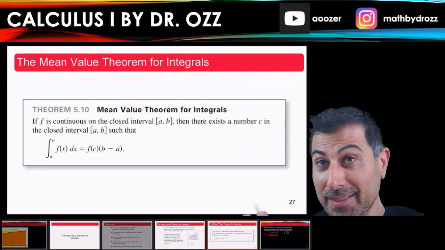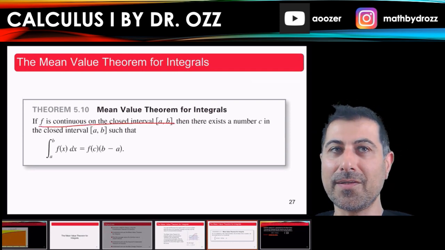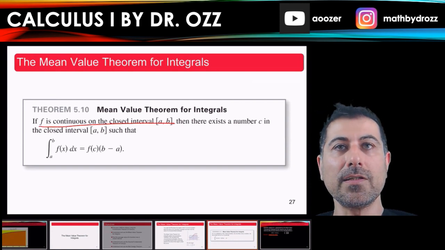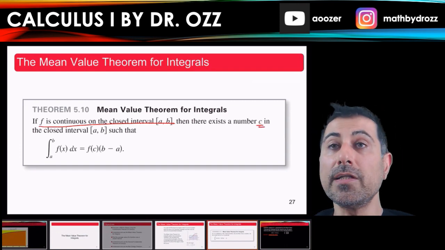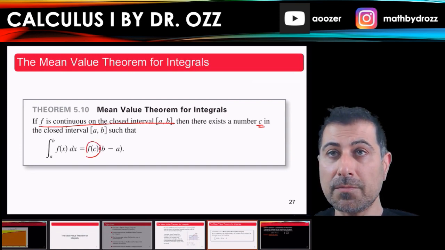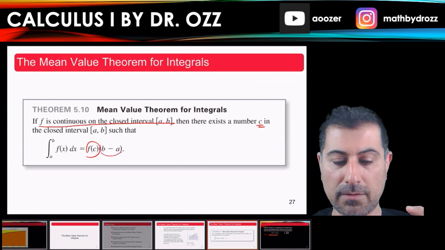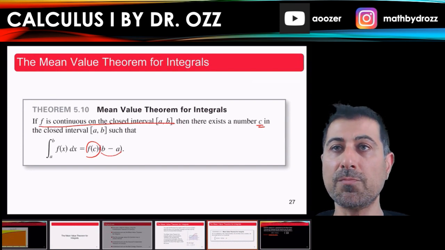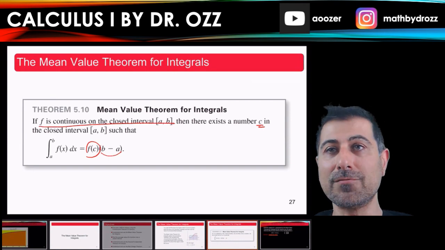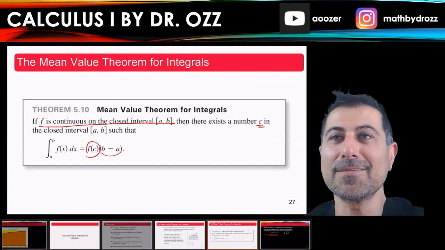For this idea to hold true, we want f to be continuous on the closed interval. Otherwise, the conclusion is not going to hold true. So this theorem is only valid for continuous functions, and it guarantees the existence of an interior point c at which f of c becomes the height of the rectangle, and b minus a is the width of the rectangle. The area of that rectangle is exactly the same as the area of the shaded region, which is in fact the area between the function and the x-axis.